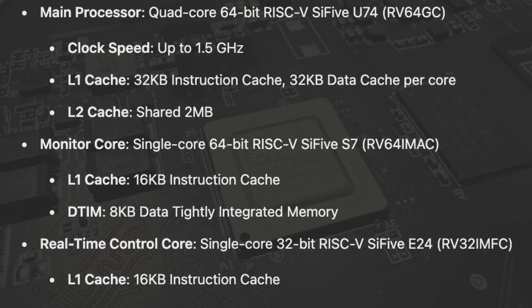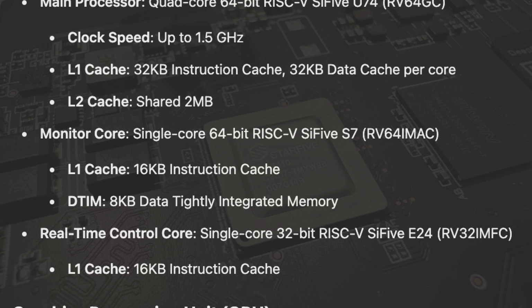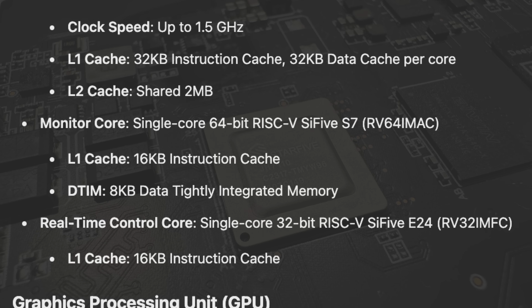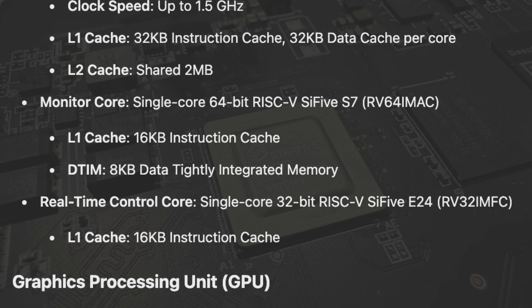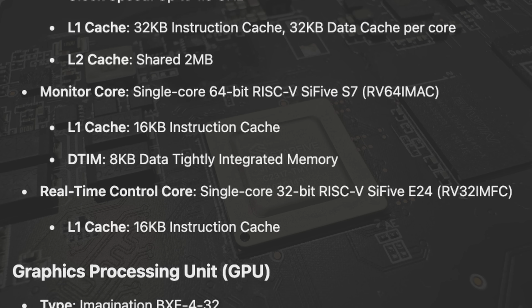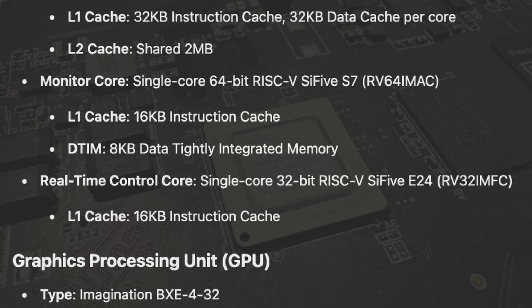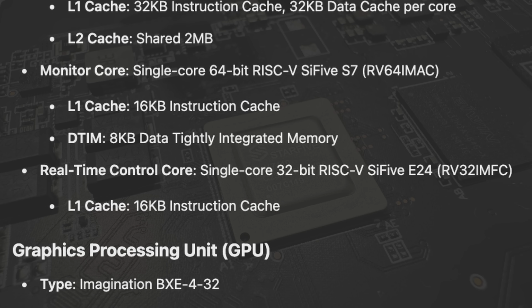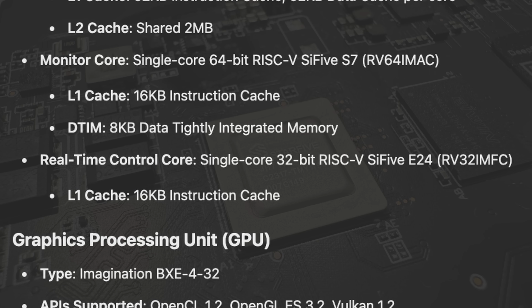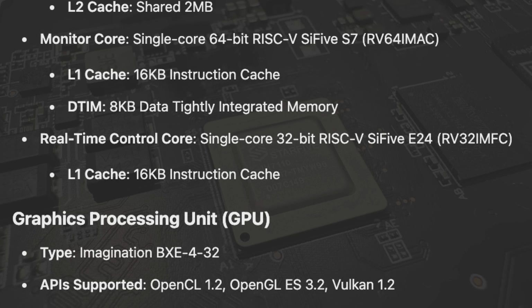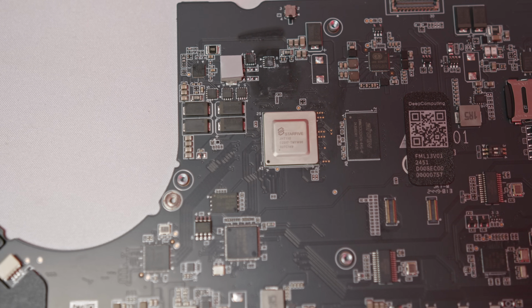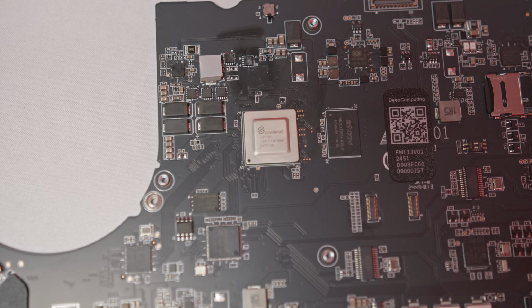The L1 cache is comprised of 32 kilobytes of instruction cache and an additional 32 kilobytes of data cache per core, and a shared 2 megabytes of L2 cache. The SoC also includes a monitor core and a real-time control core. For graphics, it features an Imagination BXE-4-32 iGPU running at up to 600 MHz. The key takeaway: this is not a high performance processor.